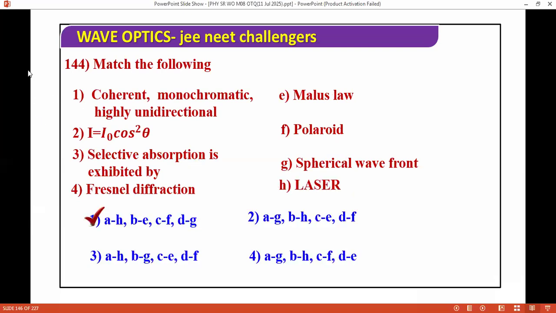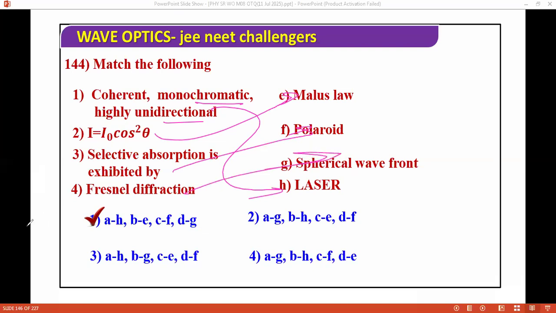I think the correct answer becomes this one. First one: coherent, monochromatic, highly unidirectional goes to laser. I equals I naught cos squared theta, this is equal to Malus's law. Selective absorption is executed by a selective polaroid. And if we talk about tensor defects, it goes to spatial pattern. So this question is done.